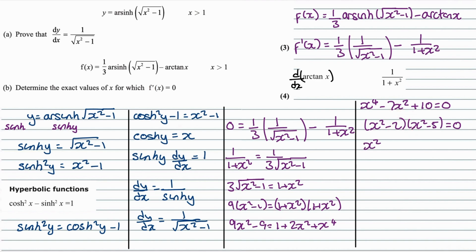So x squared must equal positive 2, and x squared must equal positive 5. Now we're told that x must be greater than 1, so we don't need to consider the negatives. So therefore, x will equal root 2 and x will equal root 5. Okay?